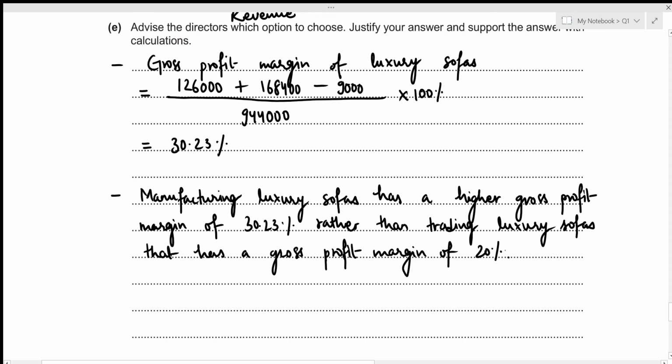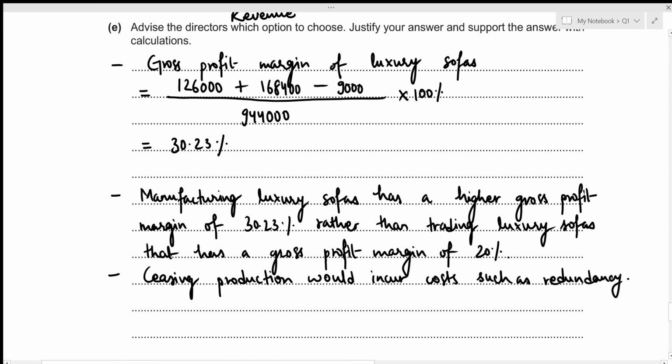And if we are to buy in the luxury sofas, then we definitely have to cease our production, right? And ceasing production would incur costs such as redundancy, because we would have to let go of our employees and let go of the machinery as well, which would be costly for G Limited. Let's write it down. Ceasing production would incur costs such as redundancy. Then lastly, if we are to manufacture goods on our own, then we definitely have control over the quality of the goods manufactured. But if we are to buy in from other suppliers, we do not really have that control. Let's write it down. G Limited can control quality if goods are manufactured.